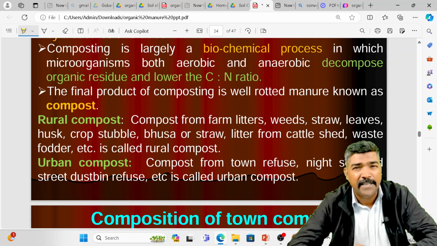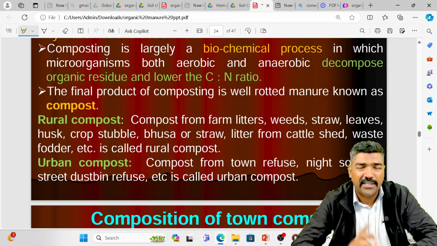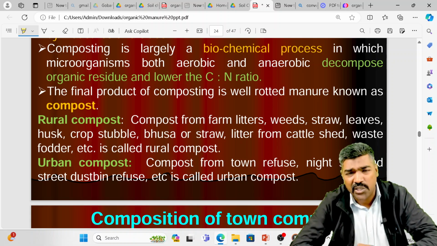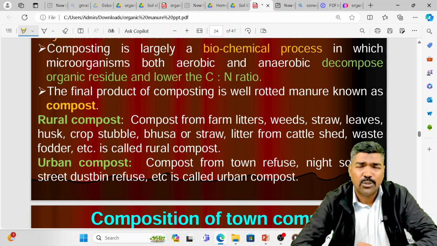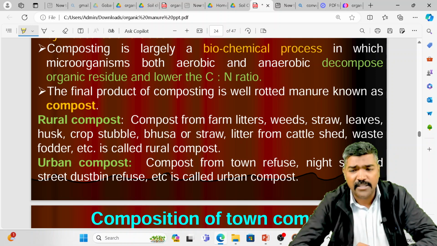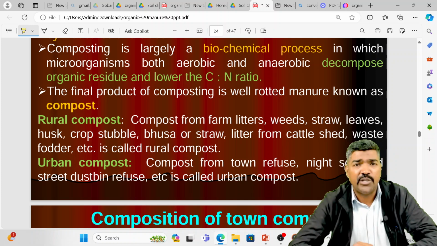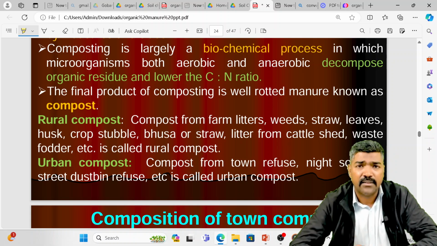They will ask you for the examination this compost for one line each, and there will be big questions also. We can have the different definitions and write the composition.